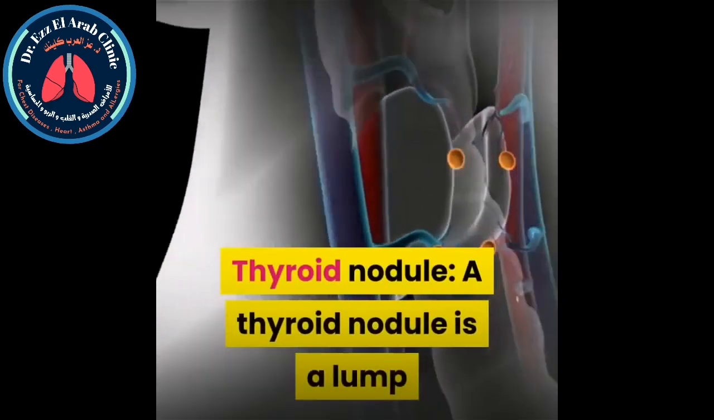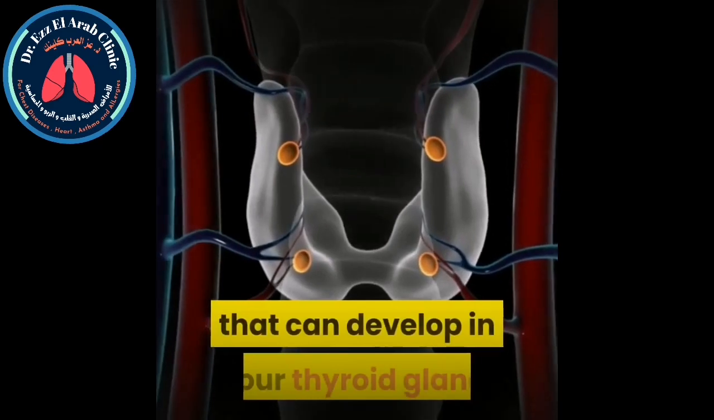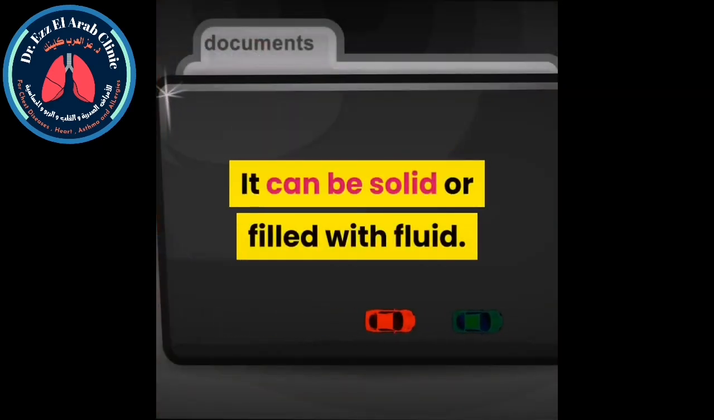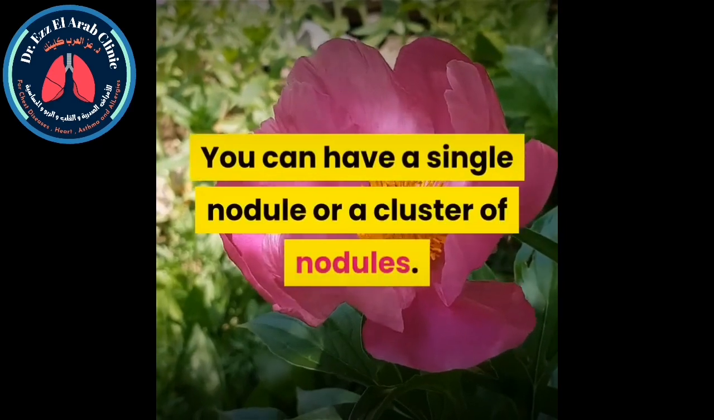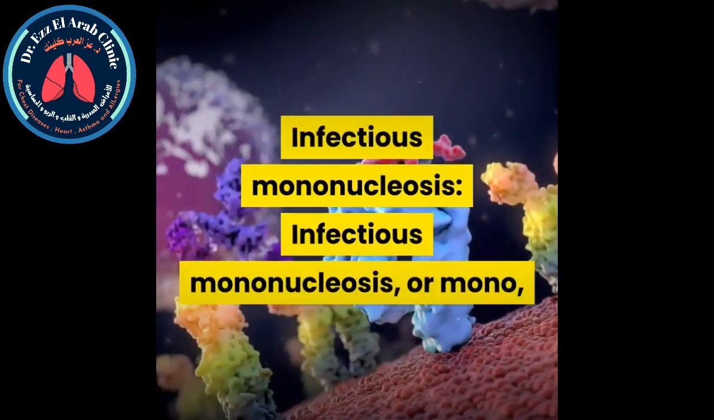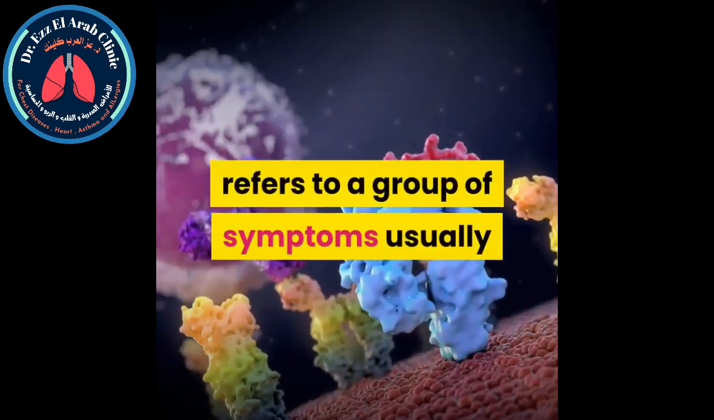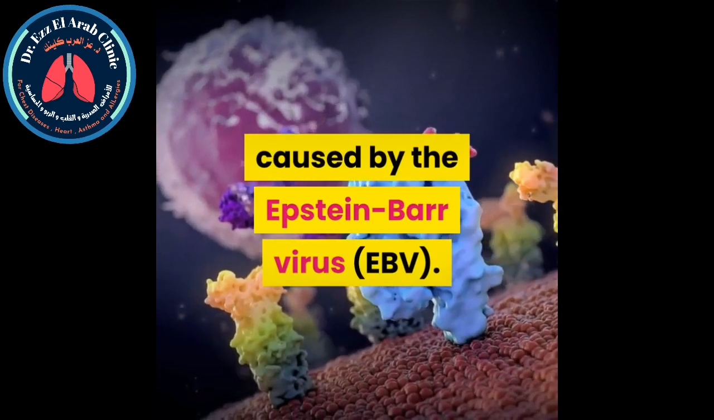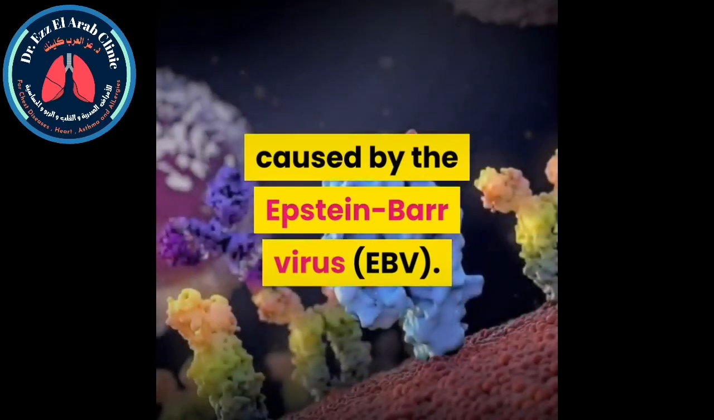Thyroid nodule. A thyroid nodule is a lump that can develop in your thyroid gland. It can be solid or filled with fluid. You can have a single nodule or a cluster of nodules. Infectious mononucleosis. Infectious mononucleosis, or mono, refers to a group of symptoms usually caused by the Epstein-Barr virus, EBV.